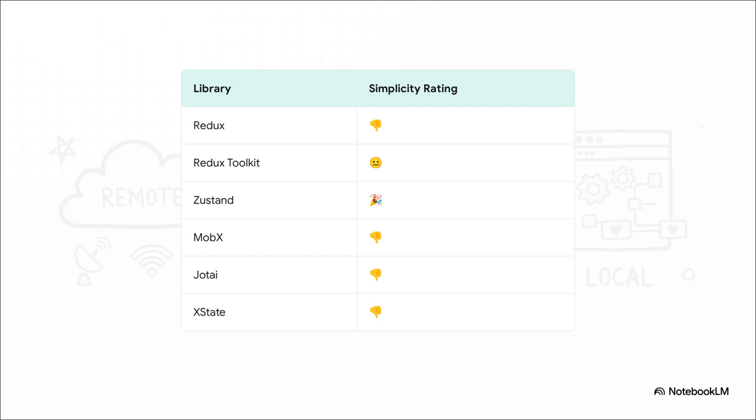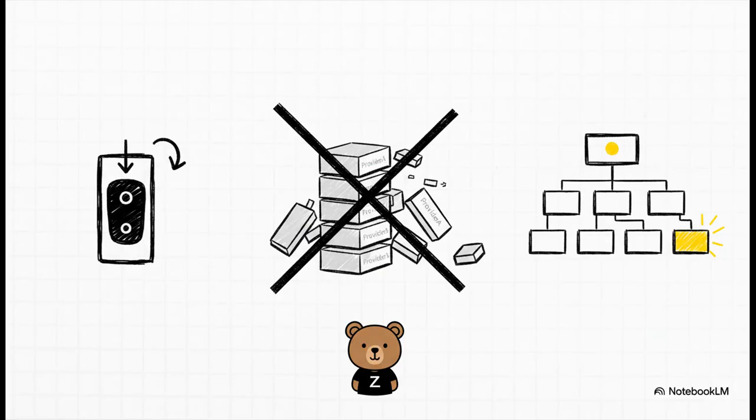So when you measure some of the big names against that simplicity rule, you start to see a clear picture. Old school Redux, way too much boilerplate. Things like MobX or Jotai or XState, they're super powerful for sure, but they make you learn whole new concepts like observables or atoms. They kind of fail the simplicity test. But one library really stands out. And this is why, for Nadia, Zustand just wins.